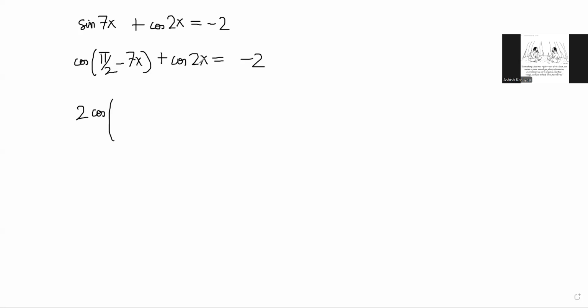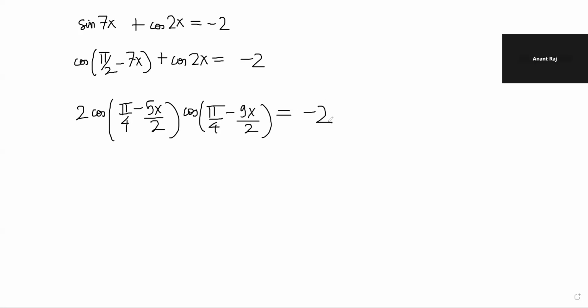C plus D by 2. So you'll get pi by 2 minus 5x, so pi by 4 minus 5x by 2. And cos C minus D by 2. So this minus this is 9x, so pi by 4 minus 9x by 2. This is what you should be getting. Now what?